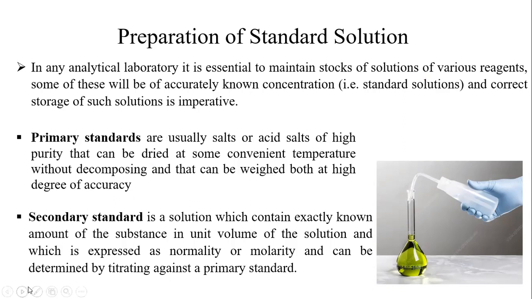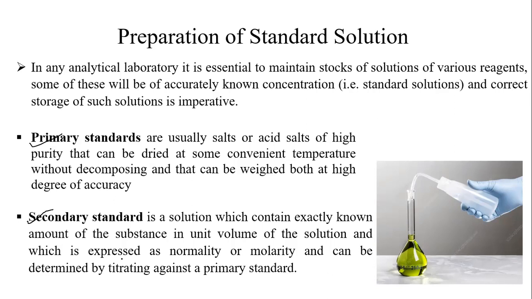Coming to the point, there are two types of standards. One is a primary standard and another is a secondary standard. A primary standard is naturally either a salt or some acid salt. It should have very high purity and be capable of being dried at a convenient temperature. It should not decompose, and it can be weighed with a high degree of accuracy. The molecular weight should be high. It should be stable at any temperature and should not undergo self-decomposition. Those are called the primary standards.